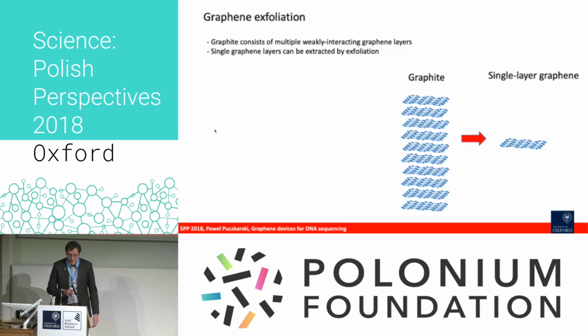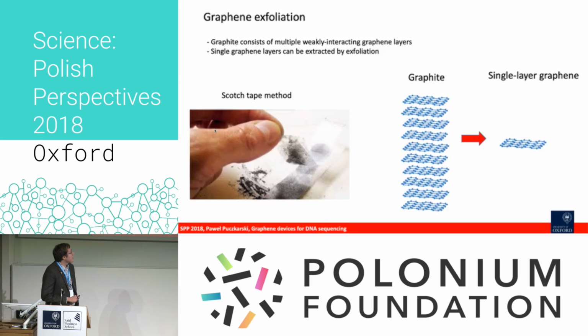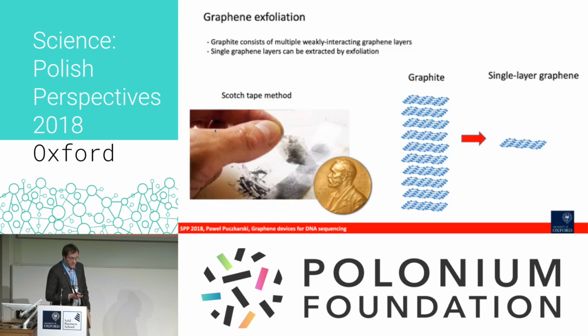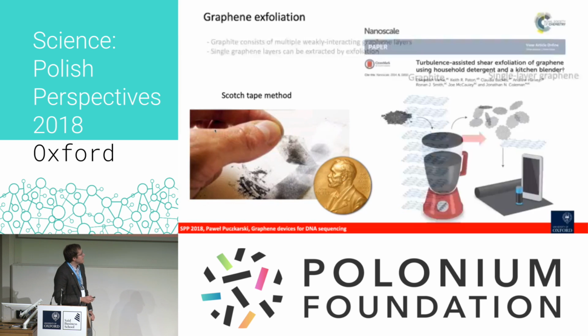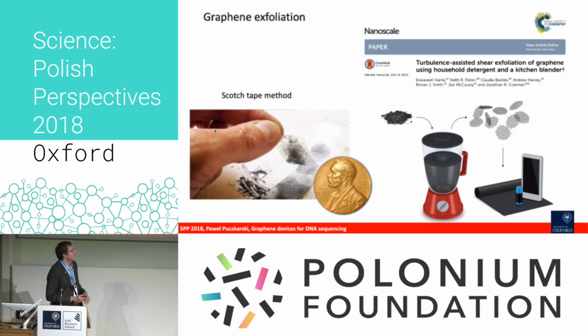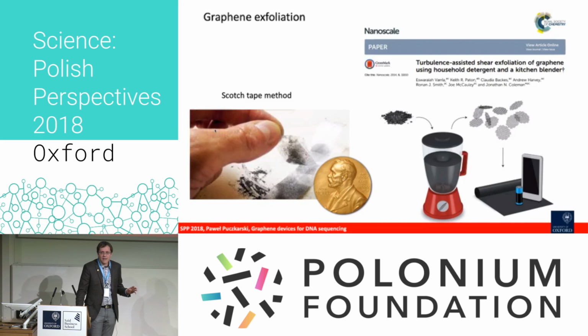If you think how you can do it, it's quite simple. If you just stick Scotch tape to powdered graphite and you exfoliate it multiple times, there's a good chance that you'll end up with single-layer graphene. And that's exactly how you get your Nobel Prize. Nowadays we also have some more complex, sophisticated methods of fabricating graphene. You can try it at home. For example, if you have a kitchen blender, you can mix graphite powder with soap and water, shear mix, and you'll get your graphene. Obviously, in lab practice, we have slightly more complex methods of synthesizing graphene, but it's a different story.